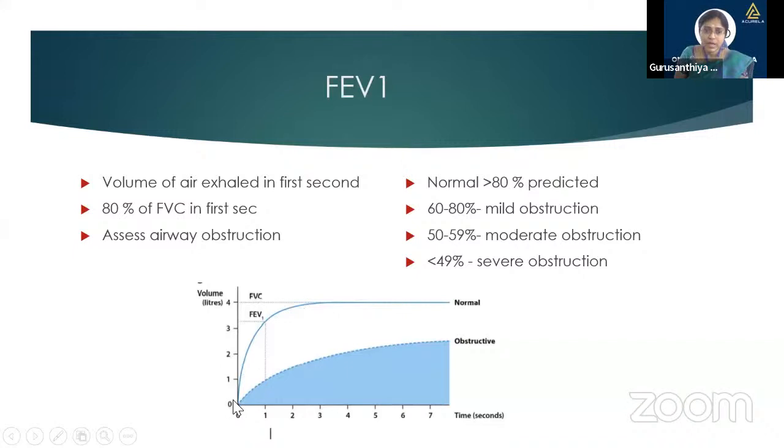If at all there was any obstruction, the FEV1 should have fallen here, as in this graph. So it assesses the airway obstruction. Normal value is, if it is more than 80% predicted, it is normal. If it is 60 to 80% predicted, it is a mild obstruction. 50 to 59% is a moderate obstruction, and less than 49% is severe obstruction.